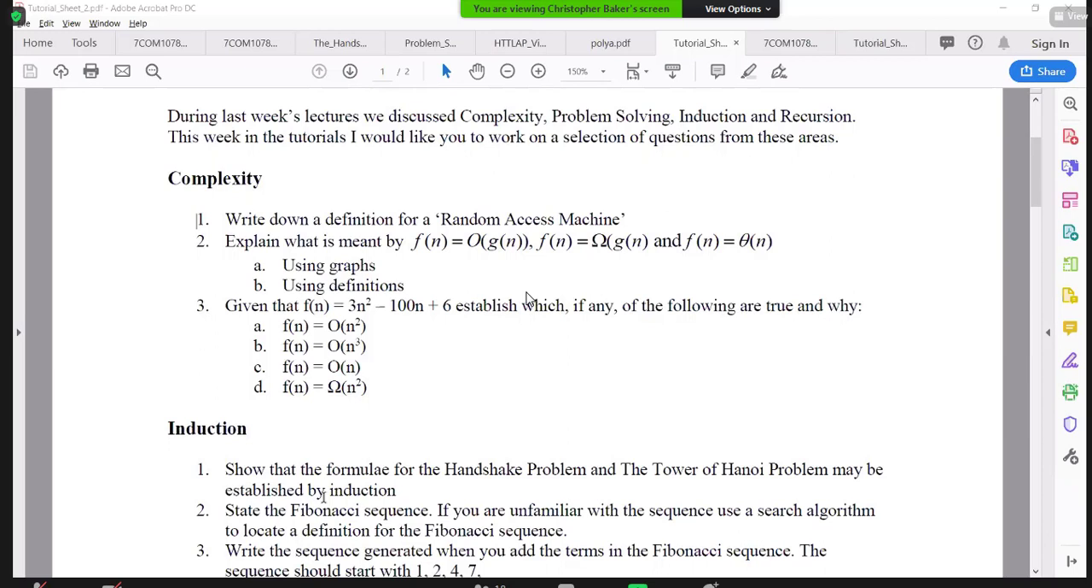Once you've done that, please have a go at question 2, looking at the complexity notation. Please write in the chat how you are getting on as well, because it's hard to know when we are online. So please make sure you are using the chat facilities, even if it's just to say I've done question 1, I'm on question 2, because that helps me gauge where you're at.